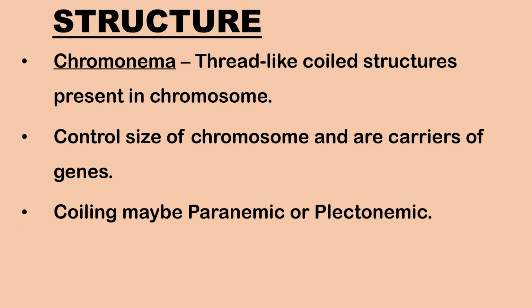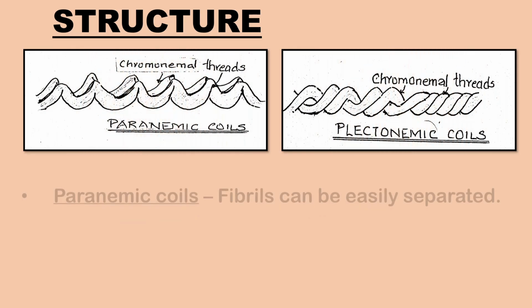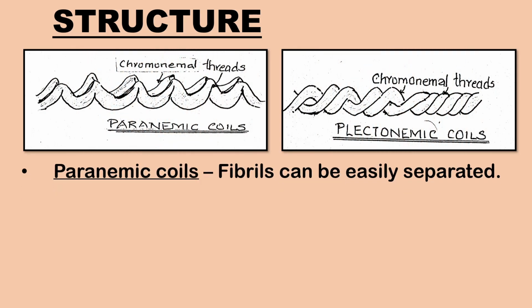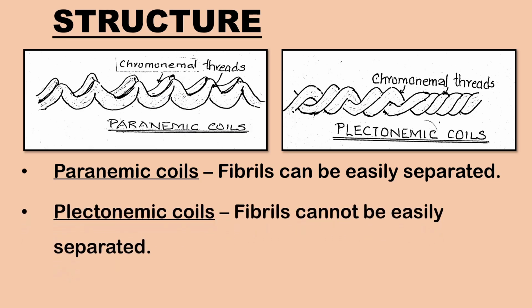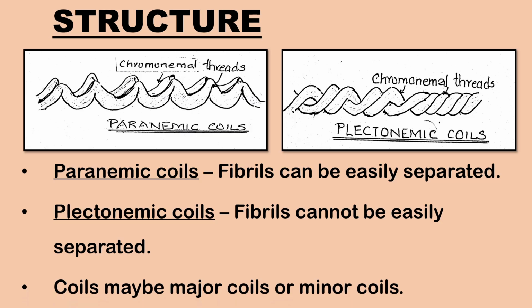The coiled threads or fibrils may be coiled in different ways. They may be paranemic coils or plectonemic coils. In paranemic coils, the fibrils can be easily separated from their coils. In plectonemic coils, the fibrils cannot be separated easily because the chromosomal threads remain intertwined tightly. The coils may be major coils with 10 to 30 gyres or minor coils with number of gyres more than the major coil.